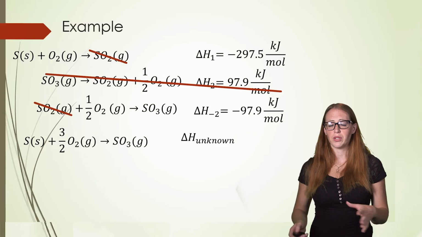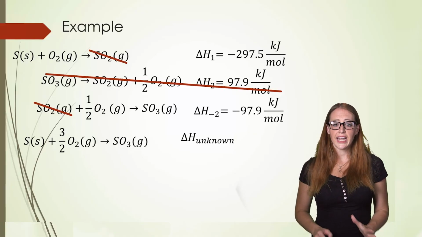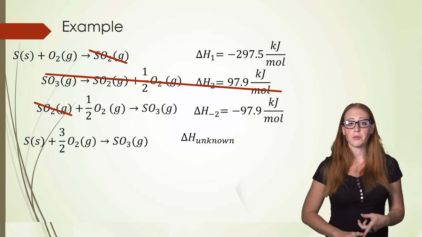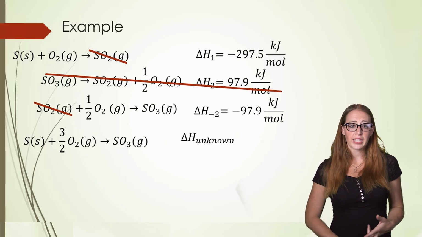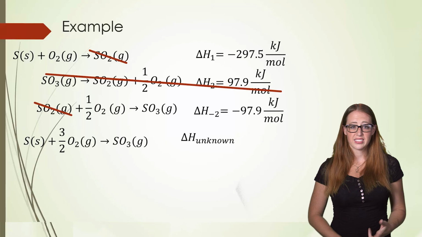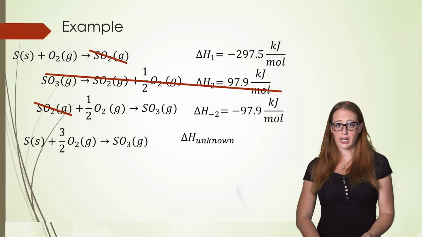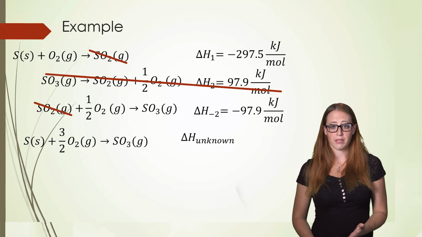Now, if you need to, and you didn't get this on your own the first time, take a moment and sort all of these out for yourself. Make sure that you can see where the S comes from, where the 3/2 O2 comes from, because that one's a little tricky because you have 1 in the first reaction and a 1/2 in the second reaction, and where your SO3 comes from.